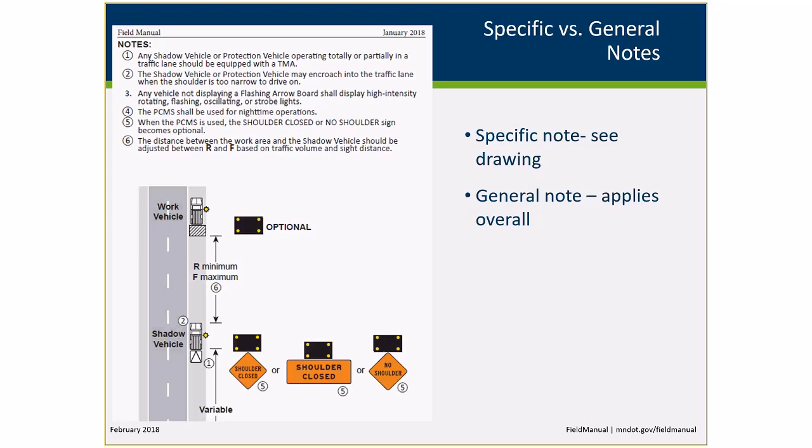So for this layout that's being represented here, the general note is that any vehicle not displaying a flashing arrow board shall display high intensity rotating, flashing, oscillating, or strobe lights. The other ones are specific notes, and then you would look specifically to the picture to see what they apply to.